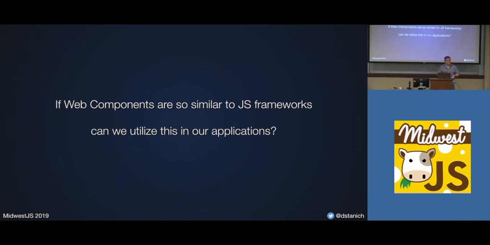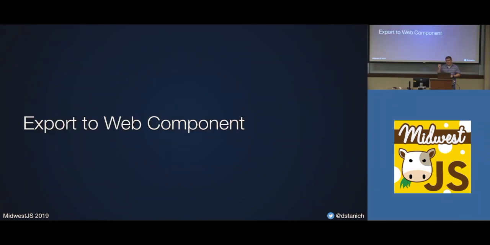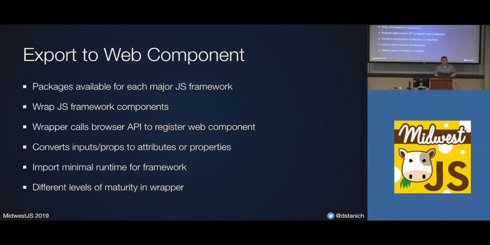So if they're so similar, why can't we utilize this in our applications? Maybe there's some way we can marry these concepts. And that's where export to web component comes in. The reason I got interested in this was that the Angular team released something called Angular Elements, which allows you to take an Angular component and export it as a generic web component. I thought that was really cool, and so I started researching the other frameworks. There are abilities to do this in all frameworks, and it's a growing thing that people are starting to do. I want to talk about this as we go through here.